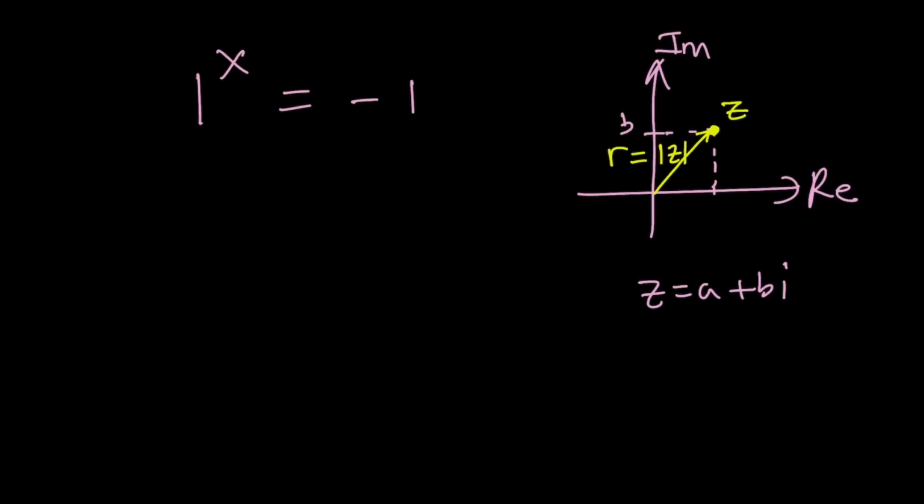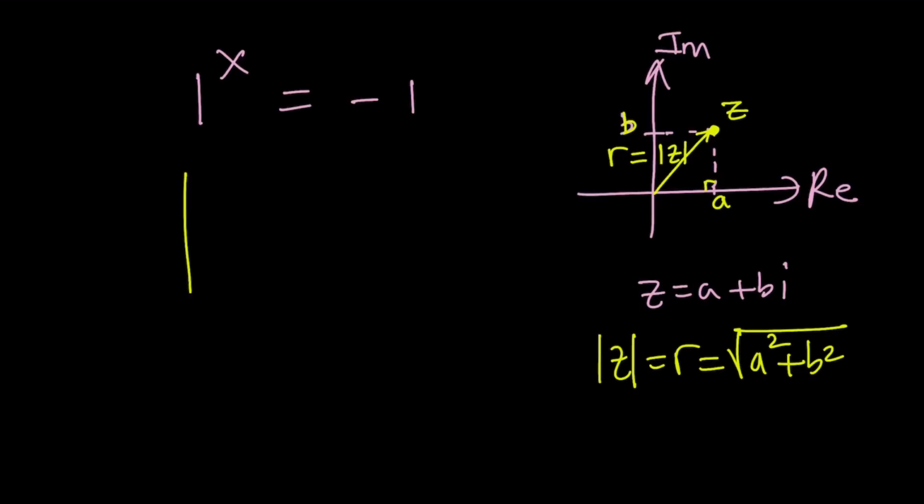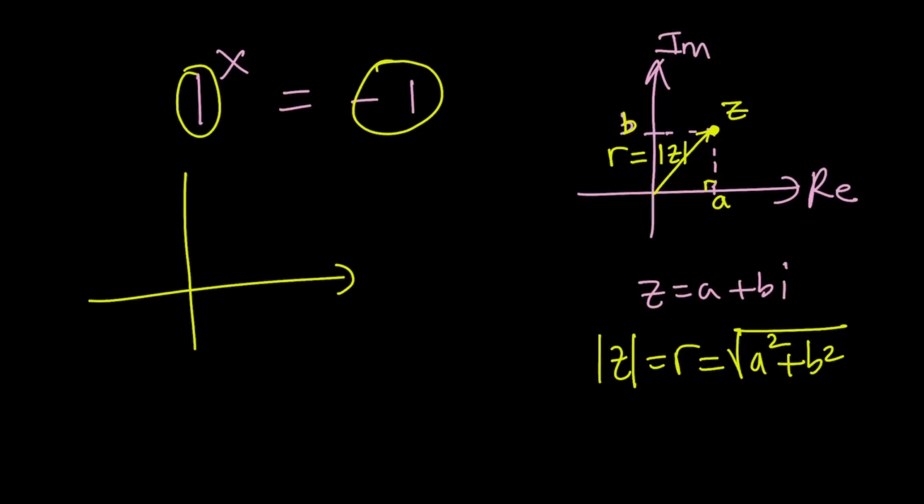Okay? And how do you find r? From the Pythagorean theorem. If this is a and this is b, by the way, I just assumed for simplicity's sake a and b are positive, but they don't have to be. This is always true. The absolute value of z, which is r, is going to be the square root of a squared plus b squared from the Pythagorean theorem, because this is a right triangle. Make sense? So by using this idea, we can basically graph both of these numbers, 1 and -1, and write them as complex numbers.